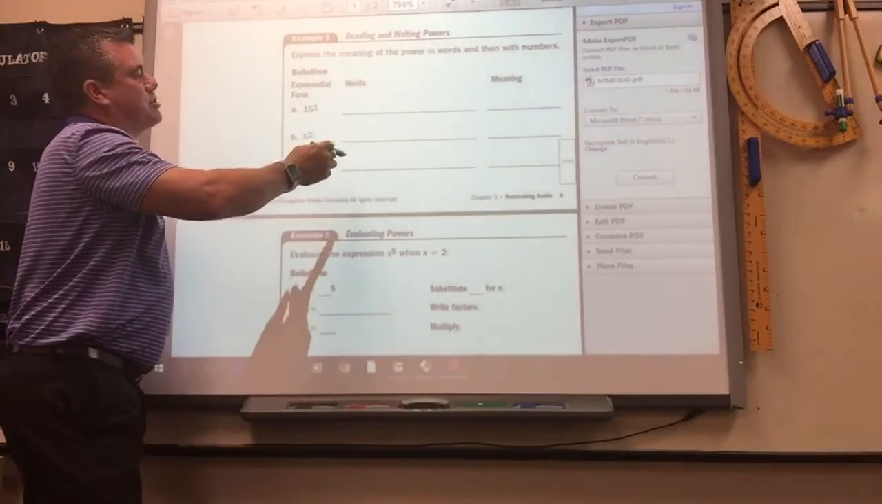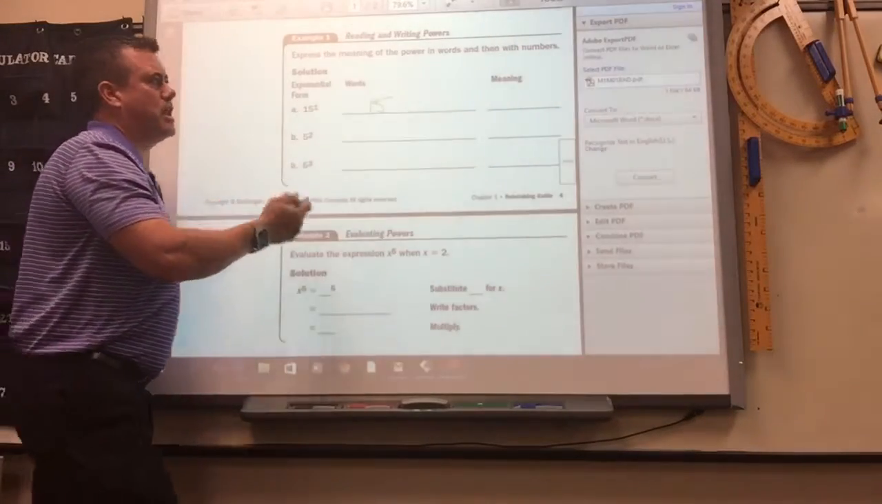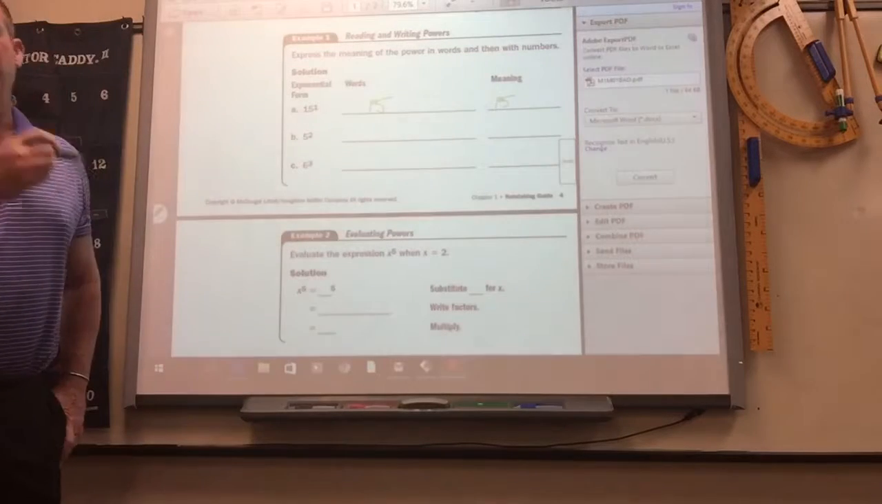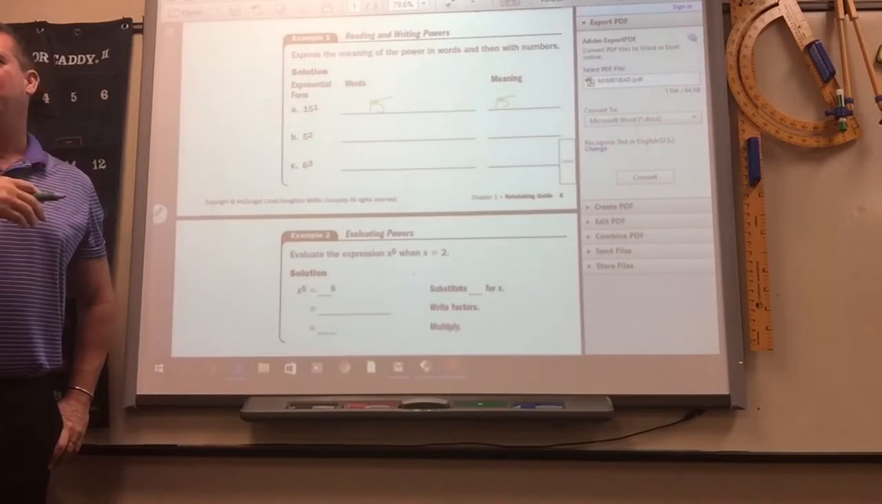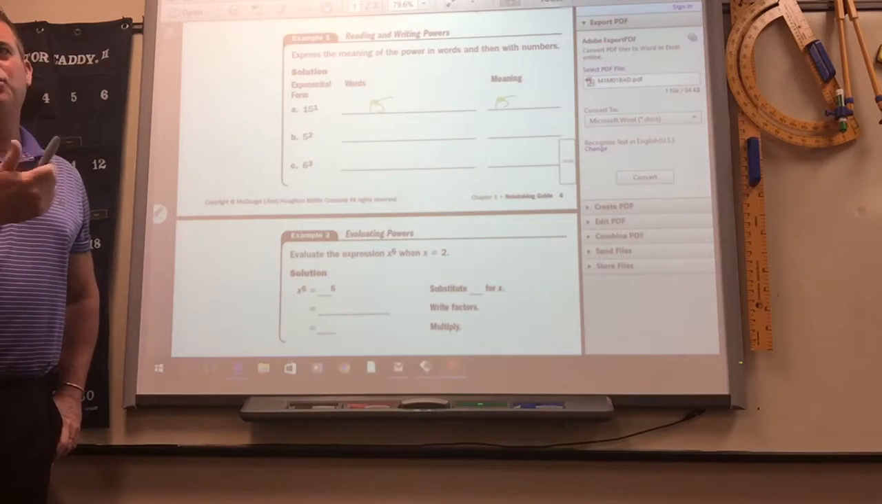15 to the 1st just means there's one 15. That's it. So the answer is 15. Now, if you put it into words, you would actually write it out. We're not going to spend time writing it out, but 15 to the 1st power.